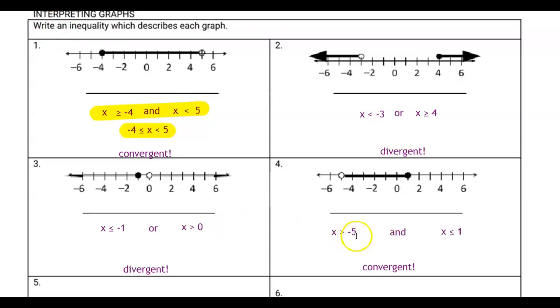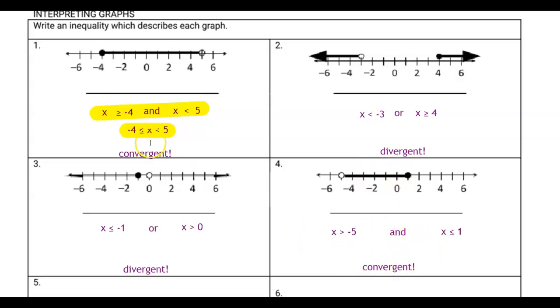Now you know we're writing down the two numbers that we're comparing. We got 1 and we got -5. We also identify that it should be x is greater than -5, open circle, greater than, and x is less than or equal to 1, less than or equal to because it's a closed circle. And in between, because the two lines come together, it's convergent, donezo.